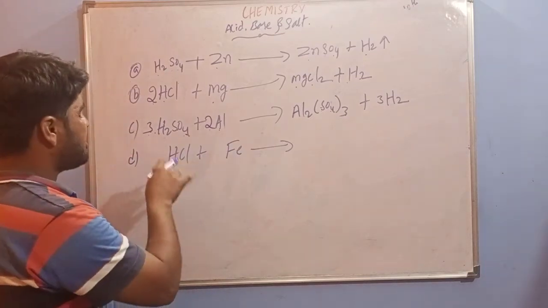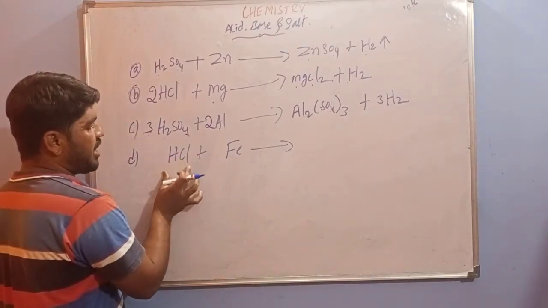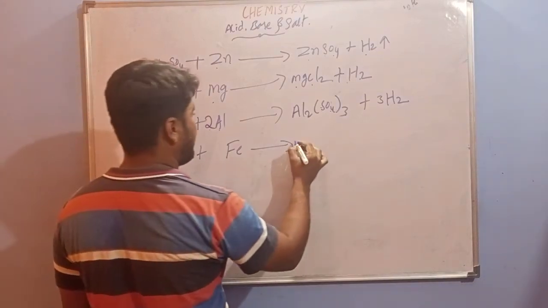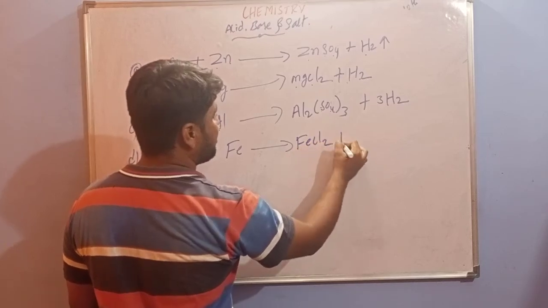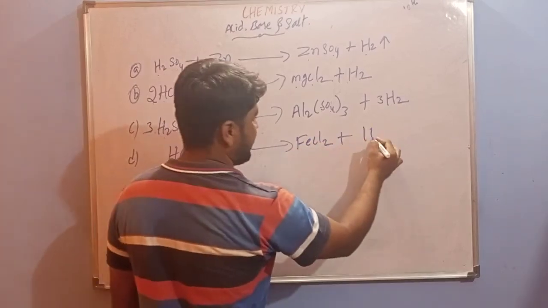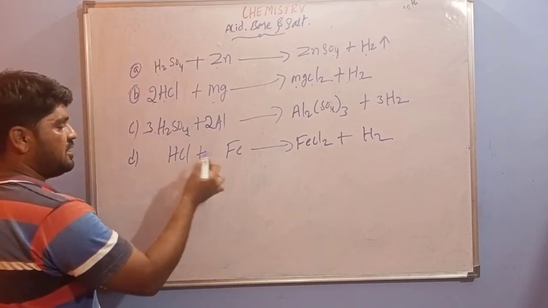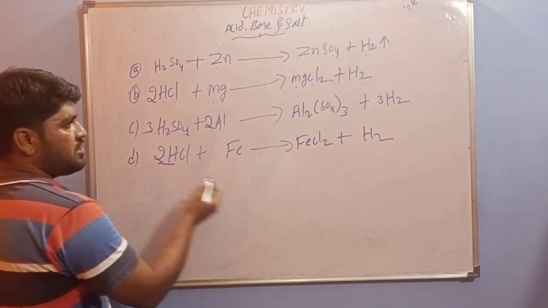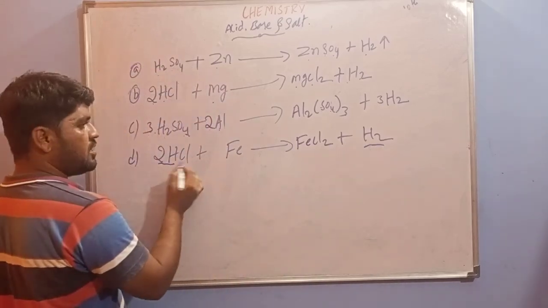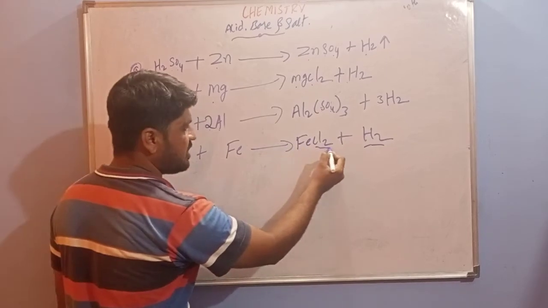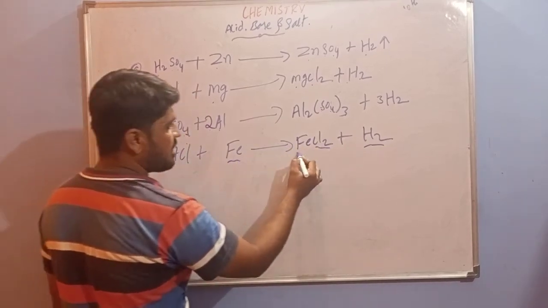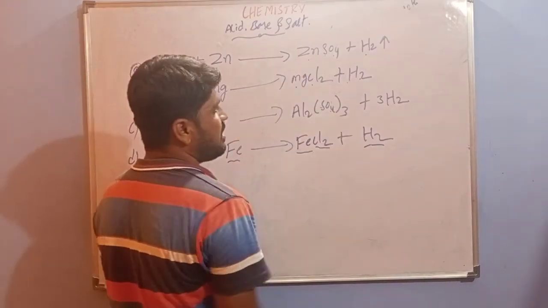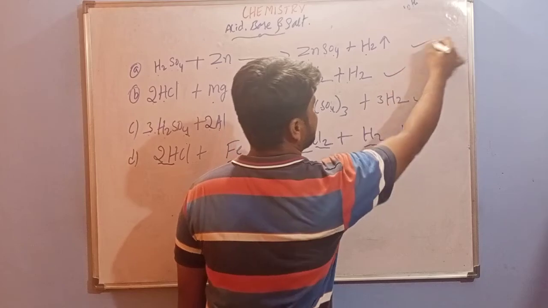Okay. So the next, when dilute hydrochloric acid reacts with iron filings, it gives FeCl2 plus hydrogen gas. So for the balancing purpose I am going to take 2 as a coefficient. 2H, 2H, 2Cl here, 2Cl, here also Cl2. Next, here Fe, here also Fe. So now all these reactions are completely balanced reactions.